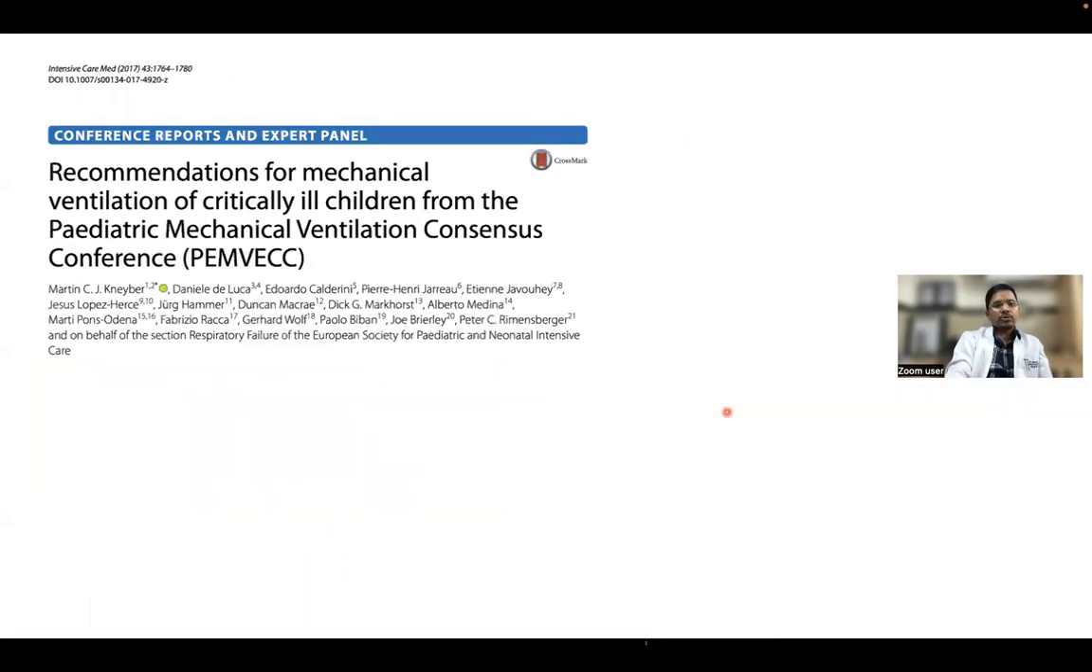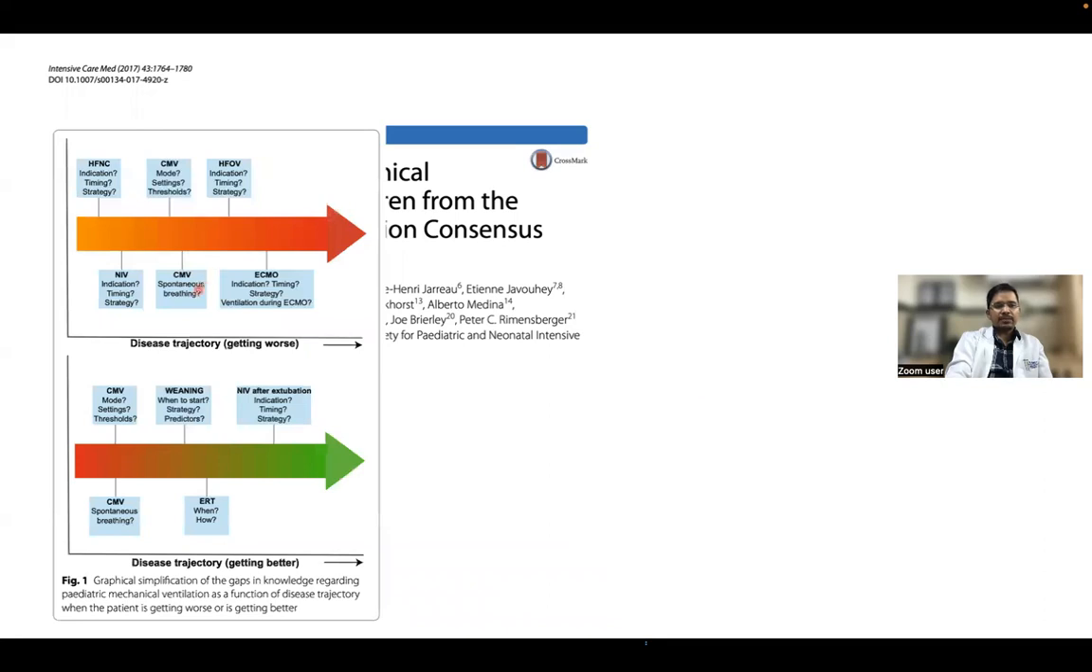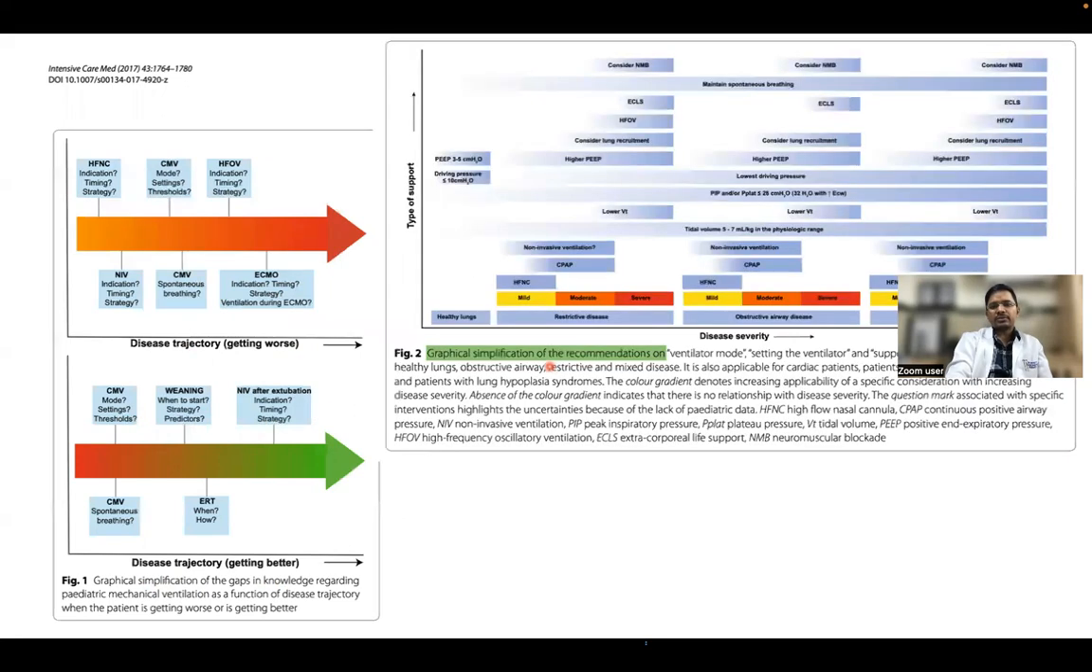Now, in Europe, there is a consensus guideline for how to mechanically ventilate patients. Basically, they say whenever the disease trajectory is getting worse, we should go for more invasive support, even up to high frequency oscillatory ventilation as well as ECMO. When the disease trajectory is getting better, we gradually come down from ventilation, wean the ventilation, and ultimately do the extubation to NIV or a spontaneous mode of ventilation. So graphically, we can present this.